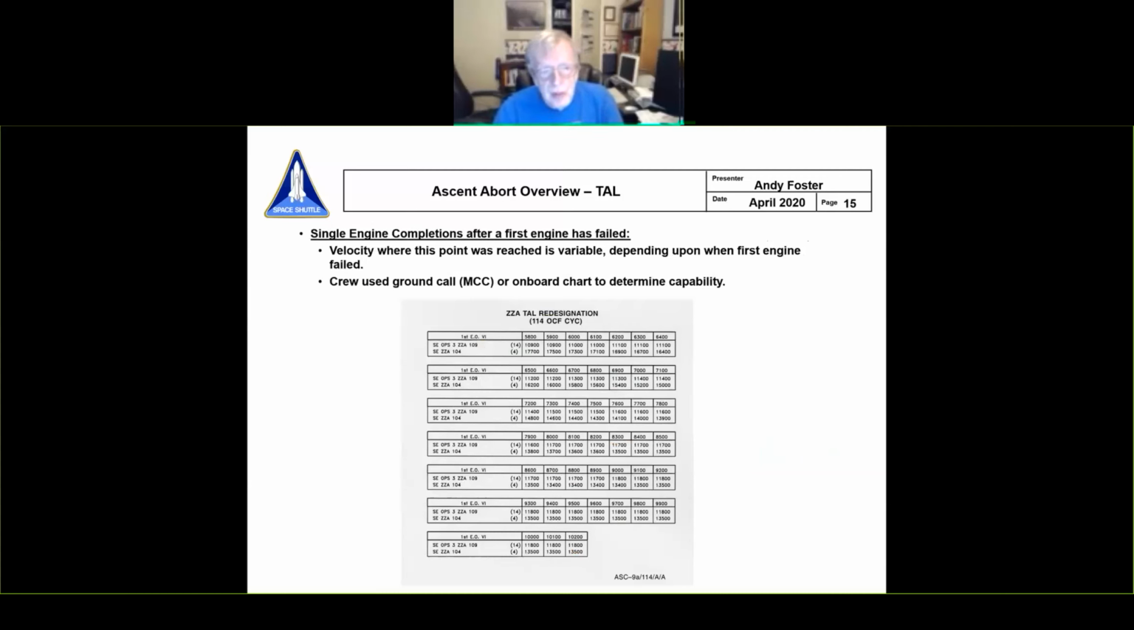And the way you would use it, let's say that Zaragoza is your TAL site for today. If I have my first engine down at 6,900 feet per second and I start off on a TAL, I can pull up this card and I can complete single engine once I get past 15.4.